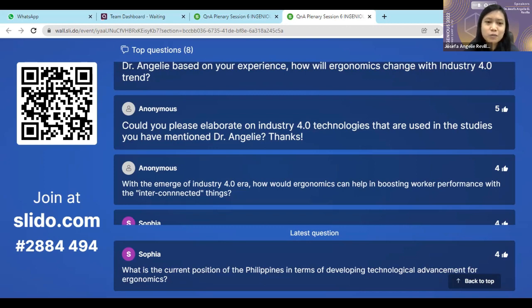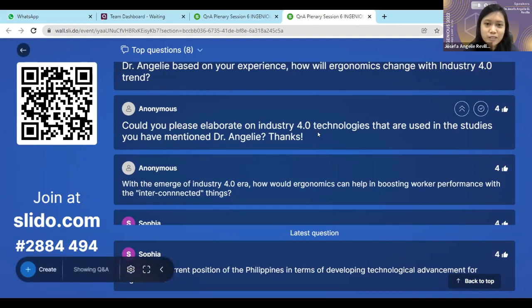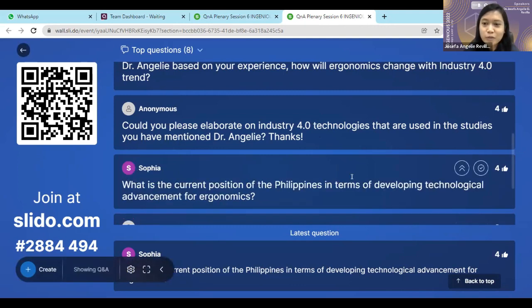And so my intention when I made this presentation is to give everyone an overview on how ergonomics evolve and how it can be applied in agriculture and hopefully eventually in the Industry 4.0 era.